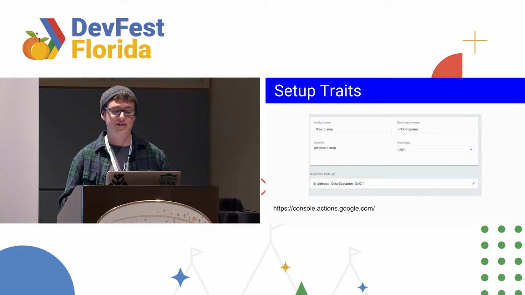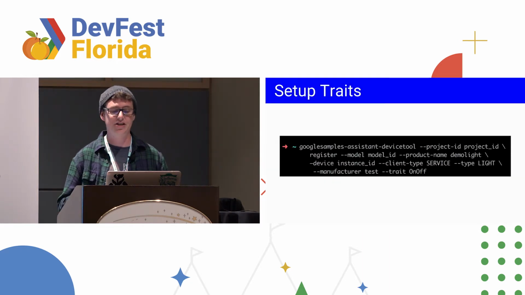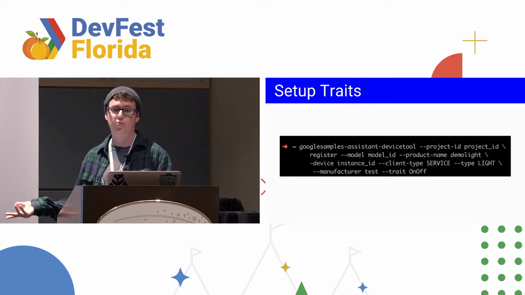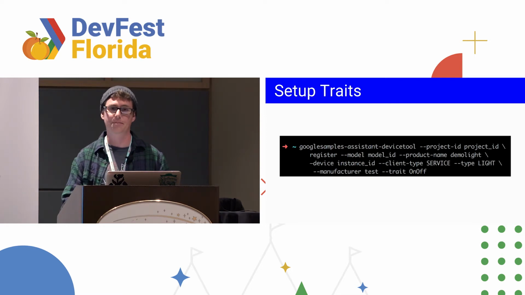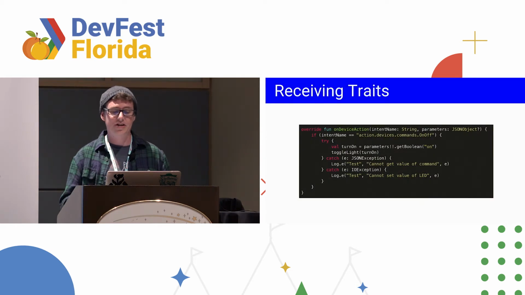So in order to add traits to your device, you will need to go to the Actions console and register your device, as well as declare the supported traits. You will then need to go into a terminal and register each individual device with Google via a unique instance ID. You can see here that we're registering an IoT device as a light with the option to control it with the on-off command. Then when the user says turn on to the device, this will be processed and returned to the device via the on-device action method as a JSON string if you're using Android Things, which then can be parsed and reacted to.